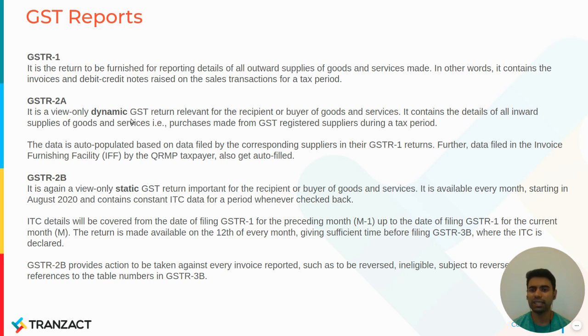So based on this GSTR 2A and 2B report, I can check that. 2A is a dynamic report which I can generate any time of the month, and it keeps on changing based on the filing done by suppliers. And GSTR 2B is a static report, typically generated at the end of a month. So that's a static report. You can read more about these reports here.